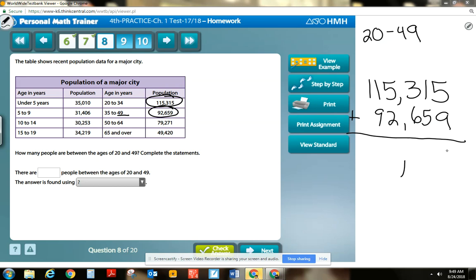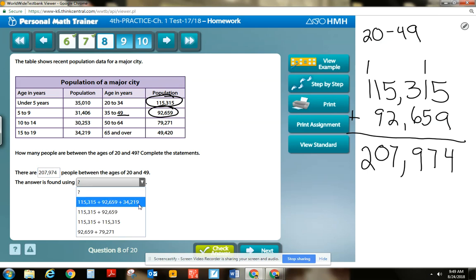5 plus 9 is 14. Go ahead and regroup. 1 plus 1 is 2. 2 plus 5 is 7. 3 plus 6 is 9. Comma, right? 5,000 plus 2,000 is 7,000. 1 plus 9 is 10. Regroup. And then 2. So 207,974 people are between the ages of 20 and 49.